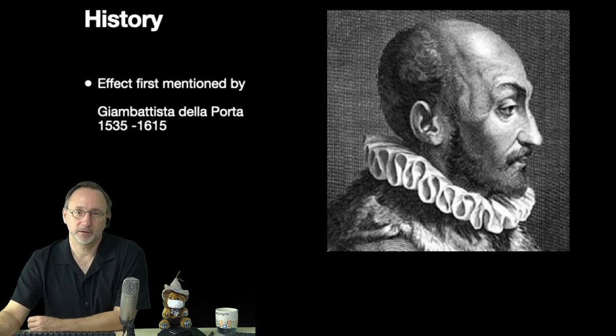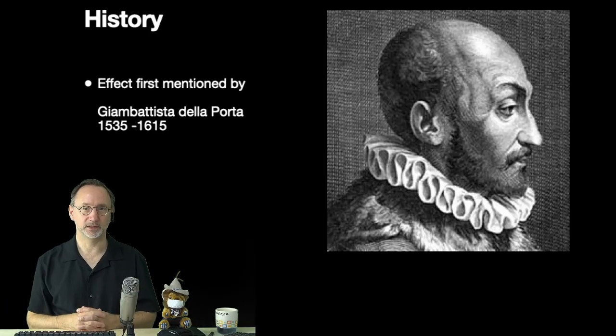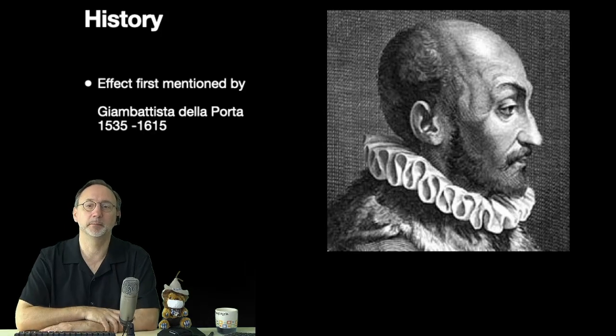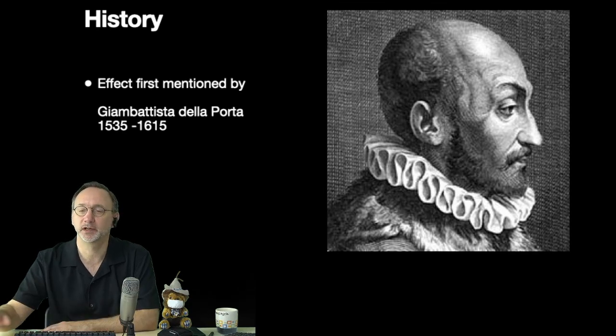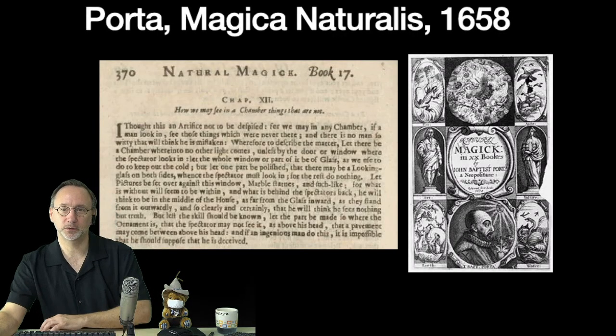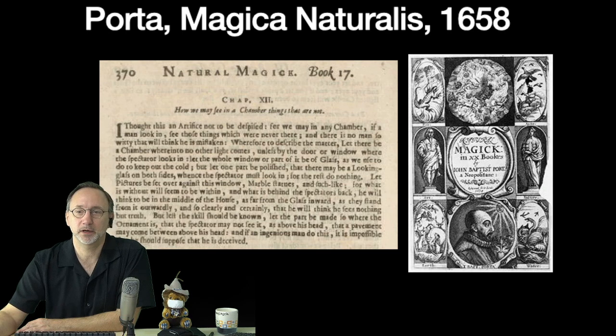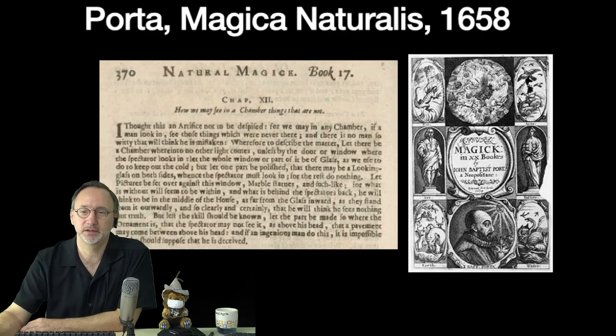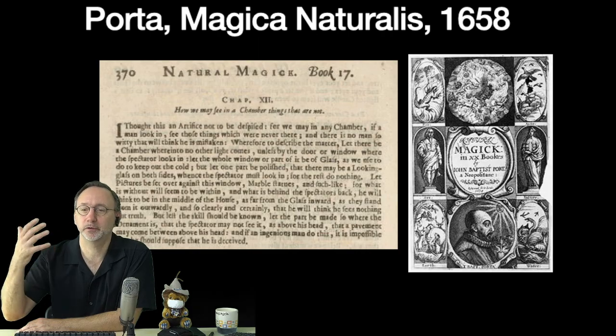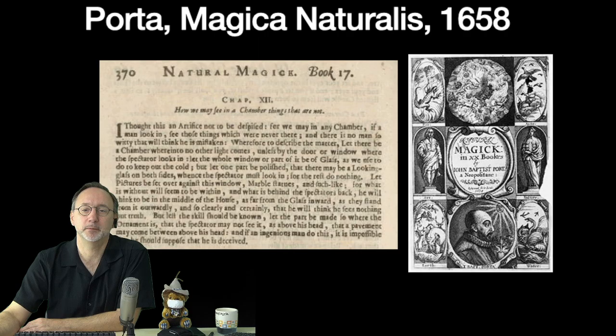But the first time this effect was actually mentioned in history was by Giambattista della Porta in 1535. He lived until 1615. And he is the first one who actually mentions this as a part of magic, how to show illusions to people. And he is writing in his book from 1658, the Magia Naturalis. So these are the effects of nature, how you can create such an effect of creating a ghost by the help of a mirror.